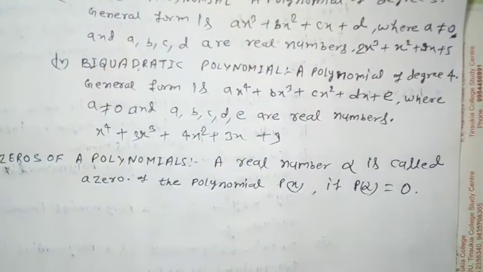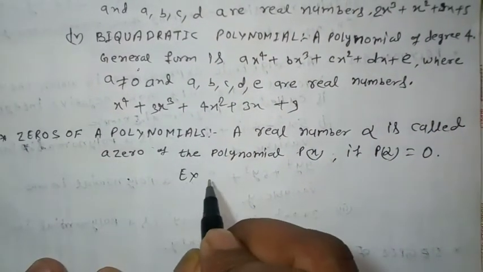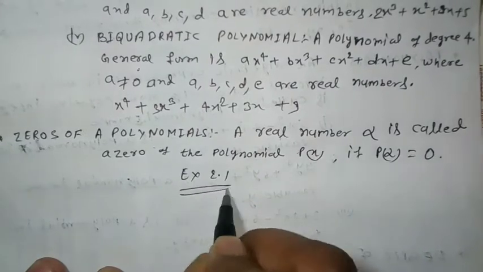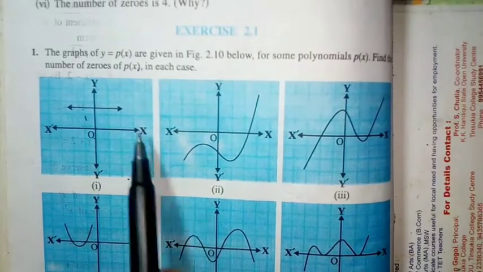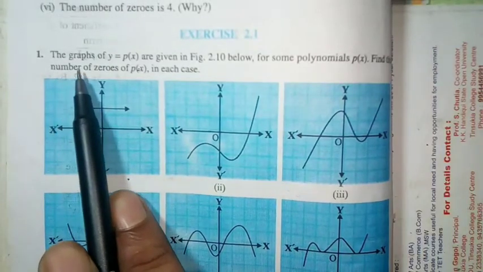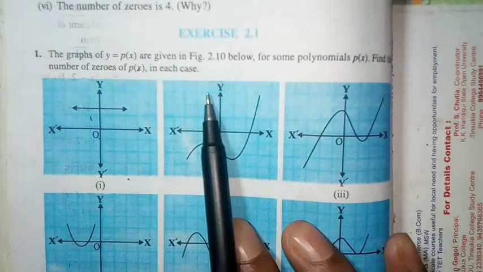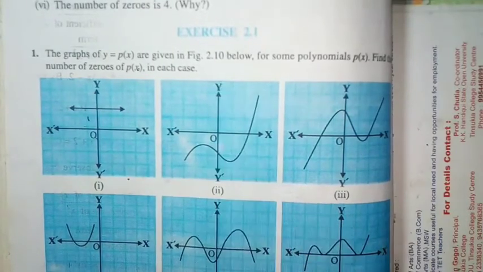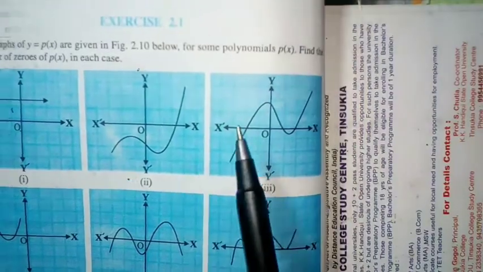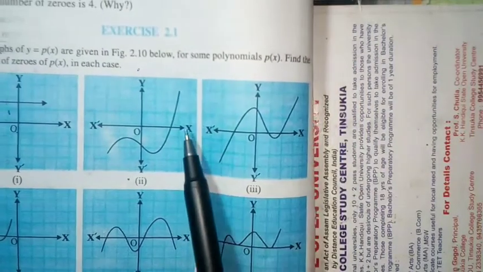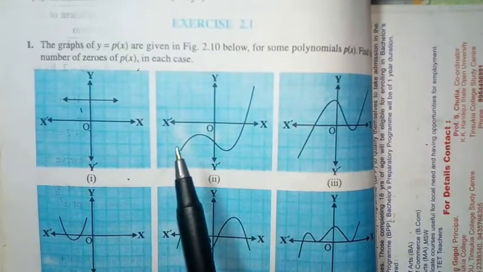Okay, now I'm coming to Exercise 2.1. The first question: the graphs of y equal to p(x) are given in figure 2.10 below, for some polynomials p(x). Find the number of zeros of p(x) in each case.